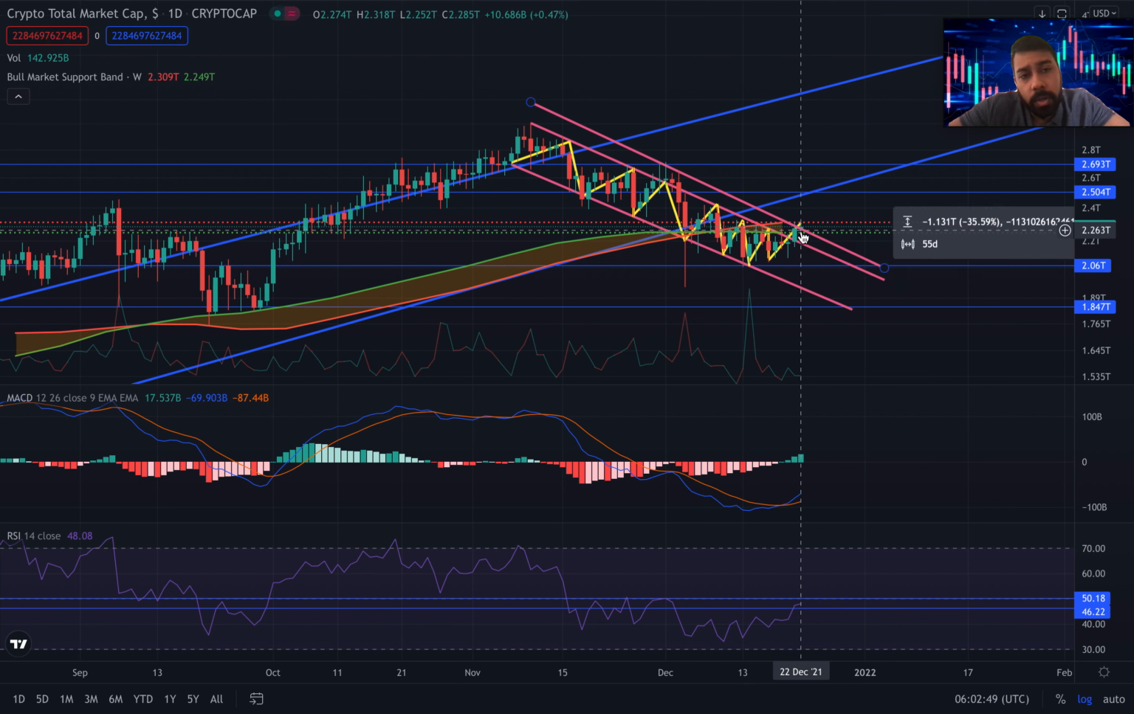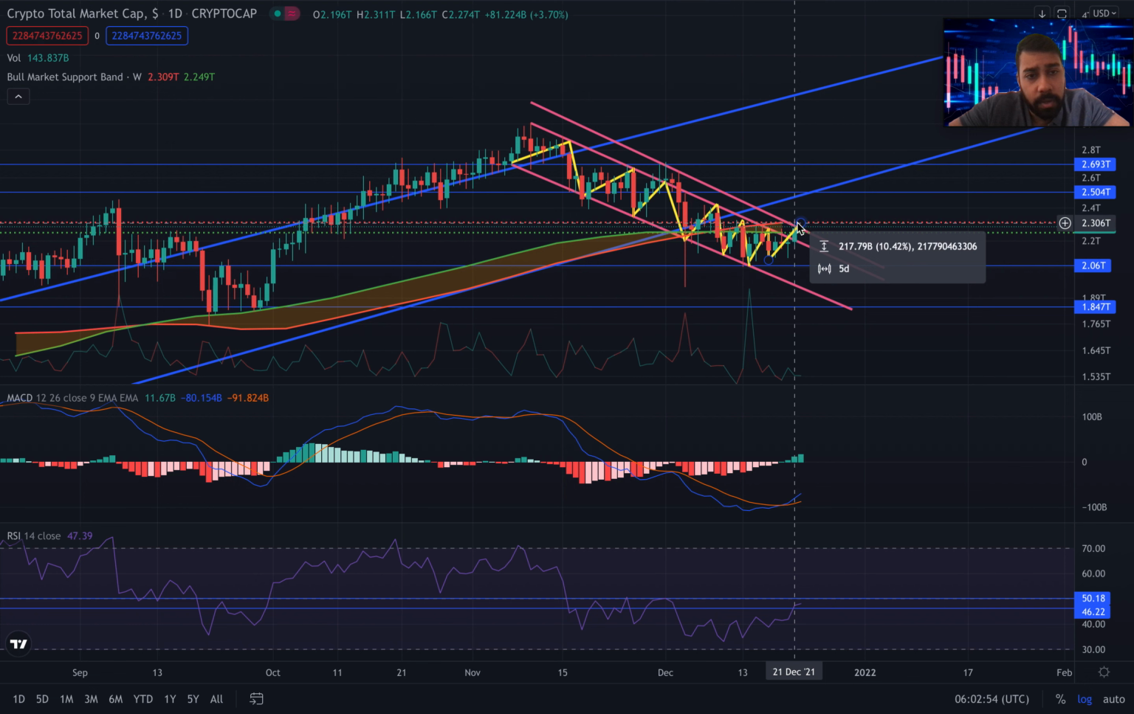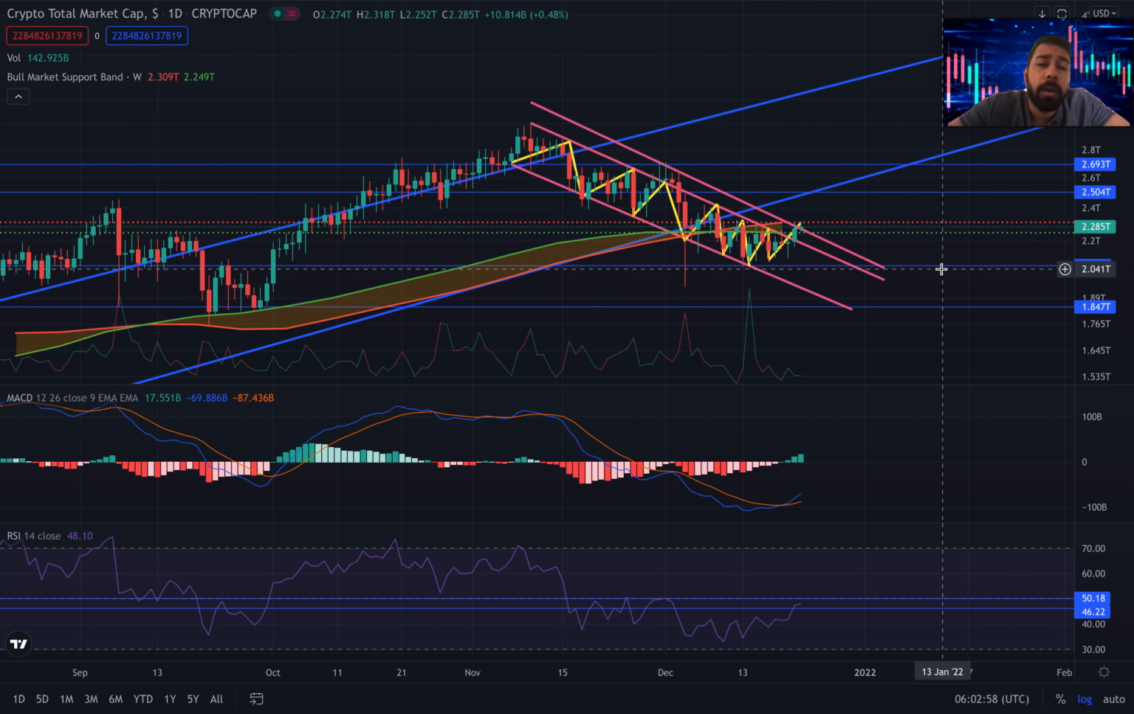So right now, for a complete break out of this downtrend, what we want to be seeing is a closure above the upper end of the bull market support band, which is at 2.309 trillion. Once we start closing above that, we can establish a base to go up.